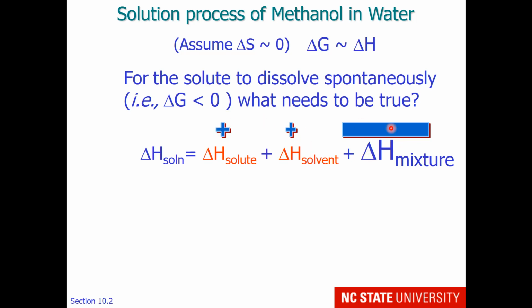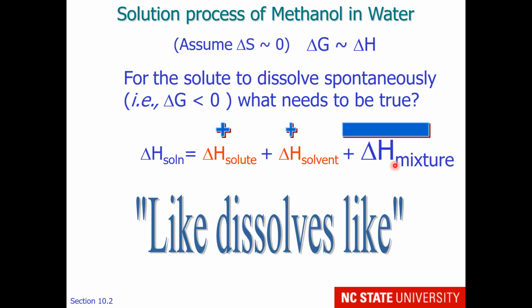Delta H mixture is negative, so we need good intermolecular forces between the solute and the solvent. We need the negative value to be greater in magnitude than the positive values, because if delta H solution is negative, delta G is most likely negative as well. Because we need good interactions between the solute and the solvent, this criteria is described as like dissolves like. If the solute and solvent have good interactions, generally the material will dissolve.